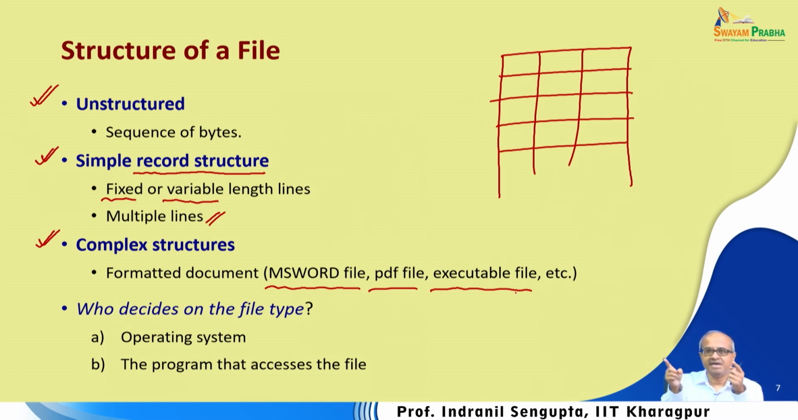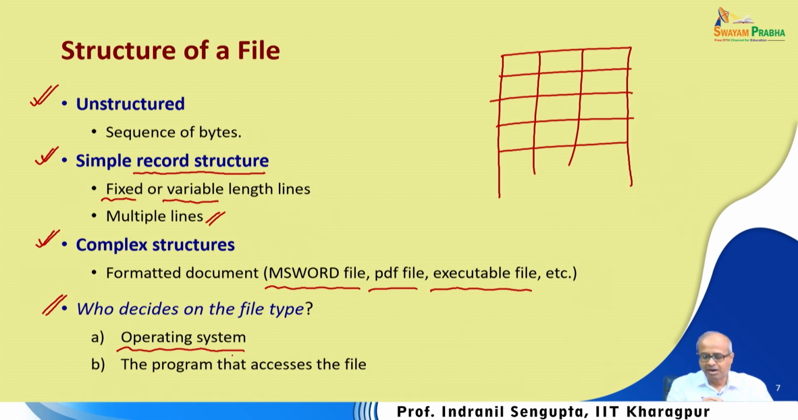For example, in a Microsoft Word file, certain parts of the document need to be shown in bold, some in italics. So, those special characters inside will tell all those things. Now, the thing is, who decides on the file type? If I open it using a text editor, I cannot understand anything. The operating system of course will understand the file type.